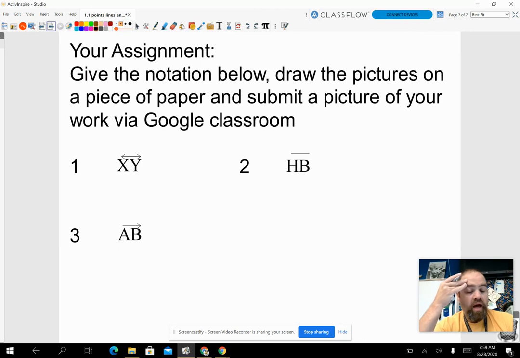So your assignment, what I want you guys to do for me and submit to me, I would like you to grab a sheet of paper and a pencil, pen, whatever, and draw these 3 figures. I want you to draw me line XY, segment HB, and ray AB. Just sketch them out, take a picture of that, and then submit it in Google Classroom. Where the assignment is at, over on the right-hand side, there's a place for you to add files. Just add your picture to that and turn it in. If you have issues with that, email me and let me know.